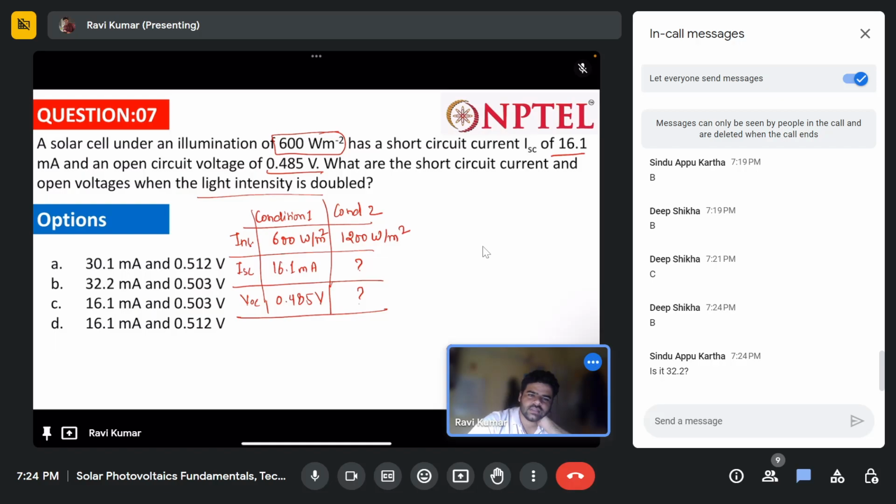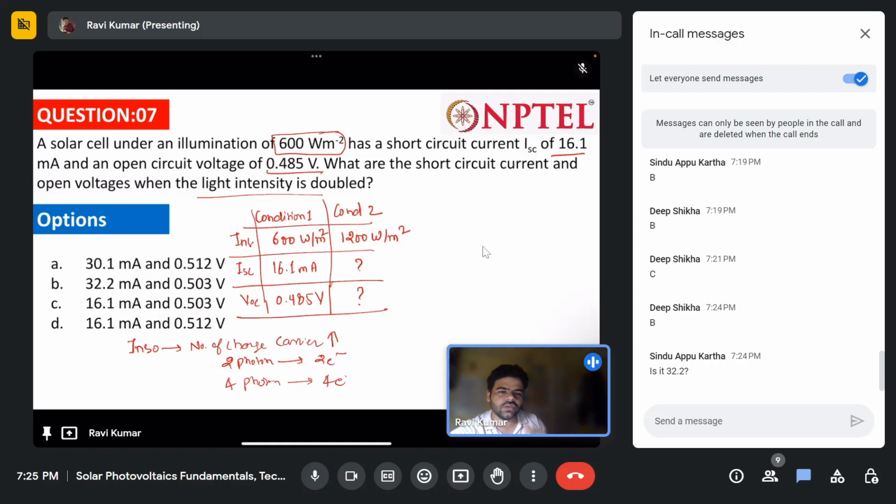Yes, both are right. Deepsika, you are also right, and Sindhu, you are also right. Is it 32.2 milliampere? See, what is insolation? It is having number of charge carriers. If insolation is increasing, it means number of charge carriers is increasing. If two photons give two electrons, then four photons will give four electrons. So it is a direct relation, and current will be double.